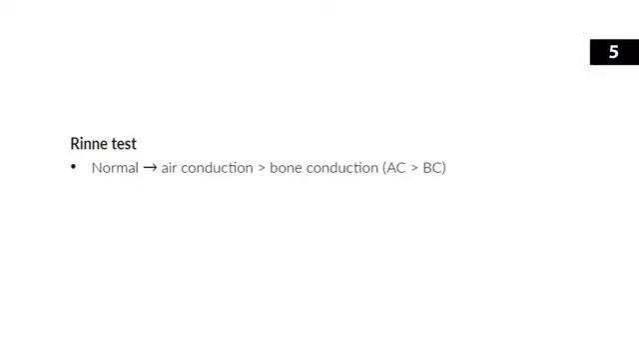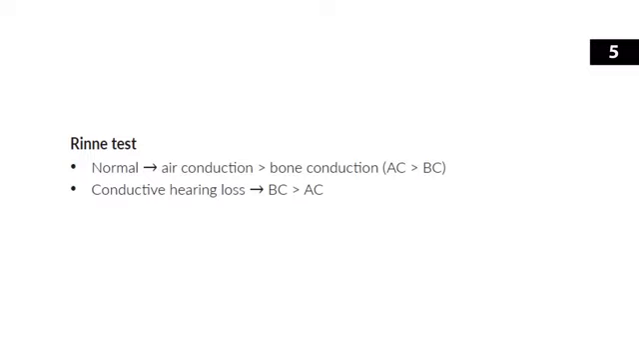immediately after the fork is moved from the mastoid to the canal. And you record this as air conduction greater than bone conduction on the right. If the patient can't hear the tone after you move the fork, that's abnormal. That means that bone conduction is greater than air conduction. And you record bone conduction greater than air conduction on the right.